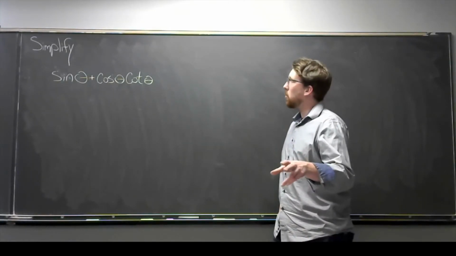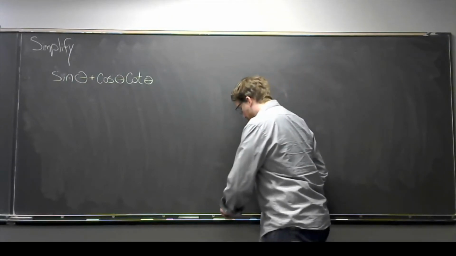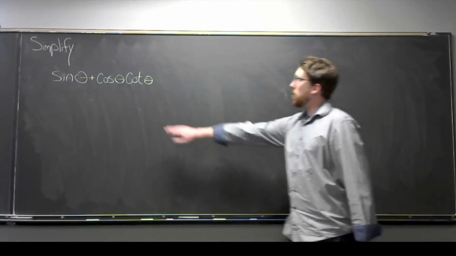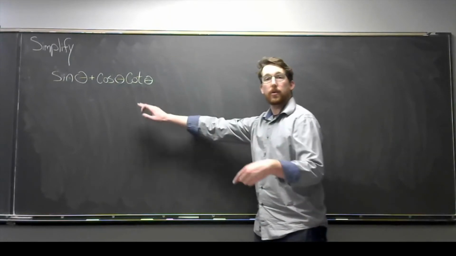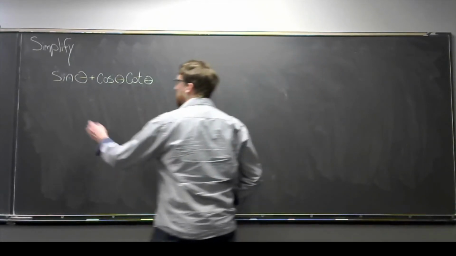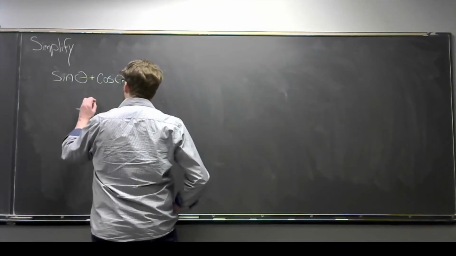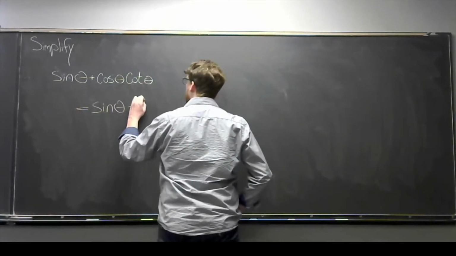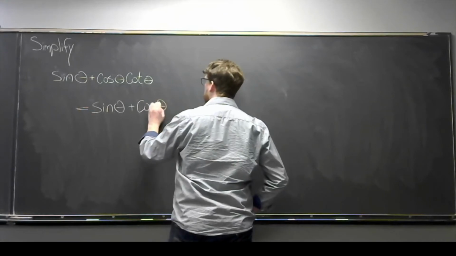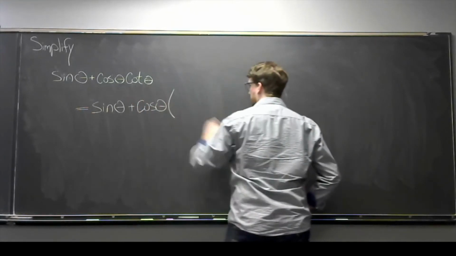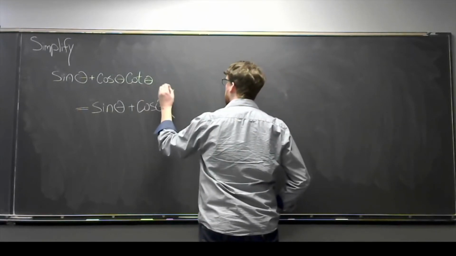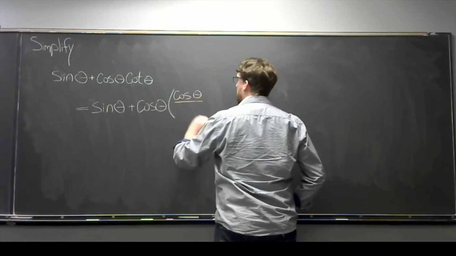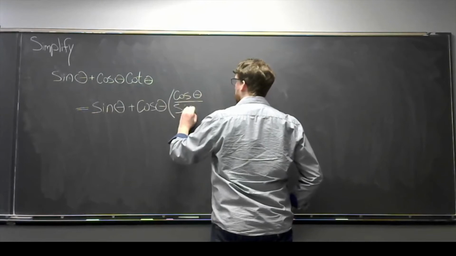So for this problem, we just want to simplify it, right? And one of the easiest things we can do right away is to rewrite cotangent in terms of sine and cosine, which would look something like this. We know we have sine theta plus cosine theta. Those two aren't going to change. But now we're going to change cotangent theta. And cotangent of theta is equal to cosine of theta divided by sine of theta.